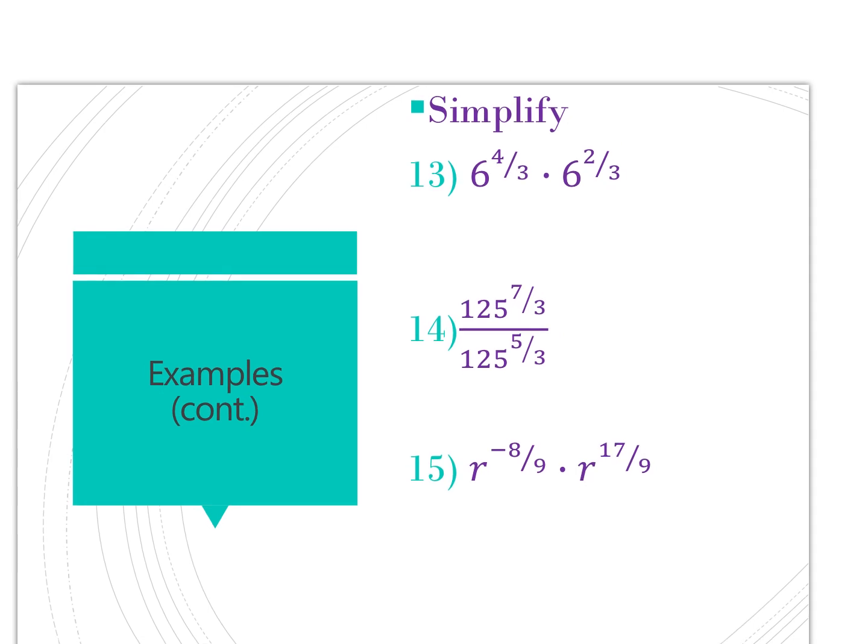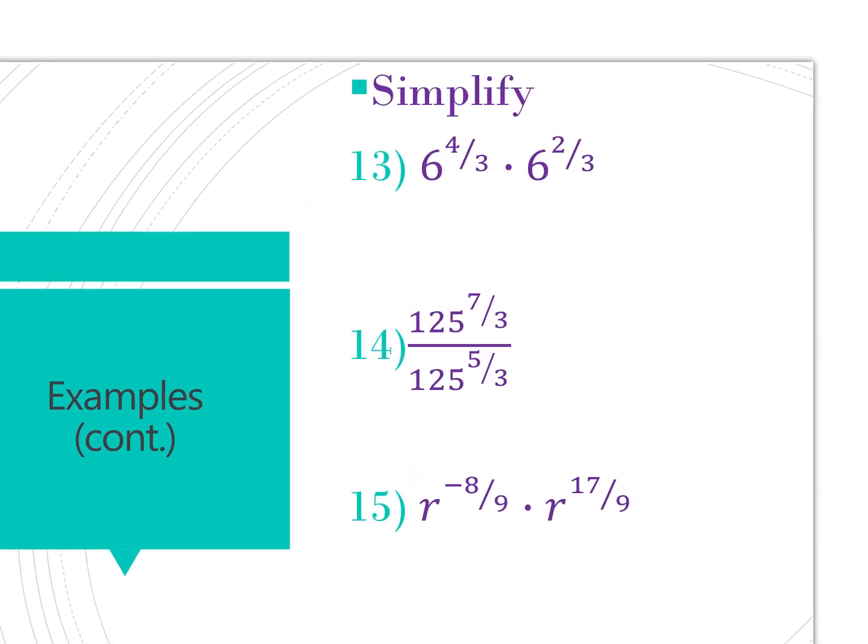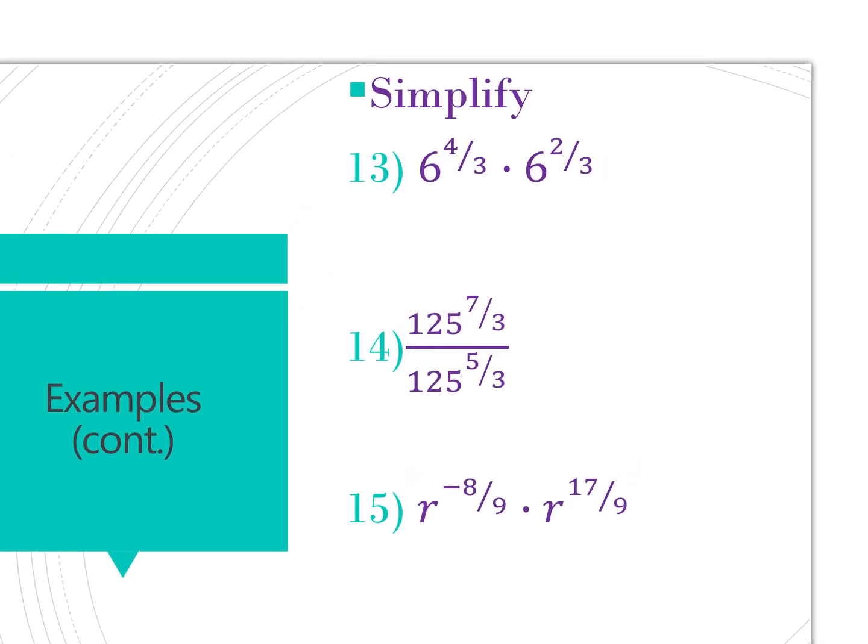Now here we get to some where we're actually multiplying or dividing. Remember, we already did multiplication rules. You know that when you multiply, you add your exponents. So just because your exponents are fractions doesn't change the rule. The bases are 6, right? So if I had 6 to the second power times 6 to the third power, I know my answer would be 6 to the fifth power because I would add the 2 and the 3. Well, same thing here. It's going to be 6 to the 4/3 plus 2/3 power.